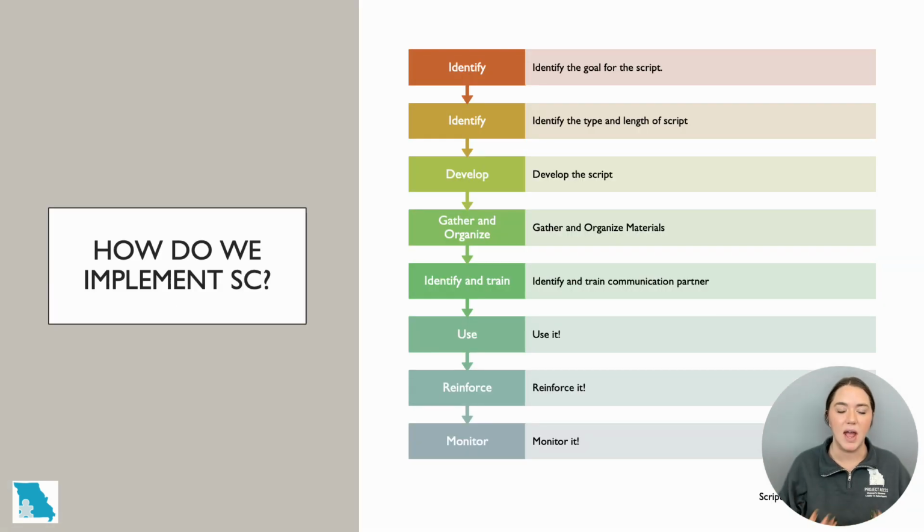So we're going to talk about how we implement social scripts. The first thing you're going to want to do is identify the goal of the script. What are we wanting our student to learn? What social situations could a social script benefit them? So we're going to figure that out. Then you're going to write the goal for the script. What are we wanting to achieve here? Is this goal a SMART goal?